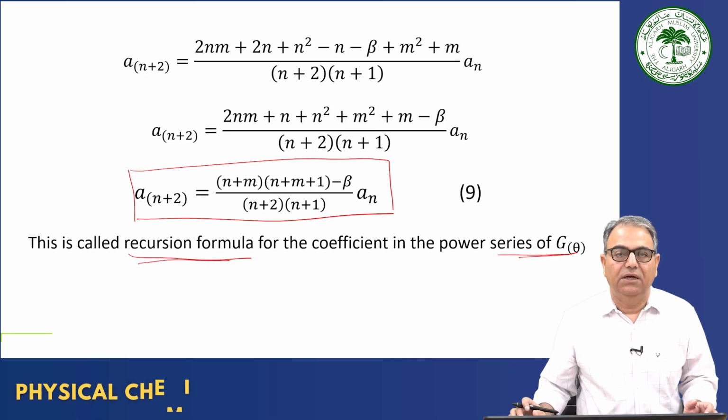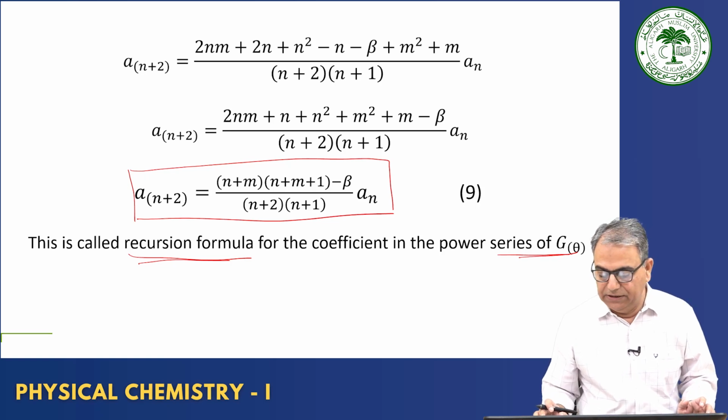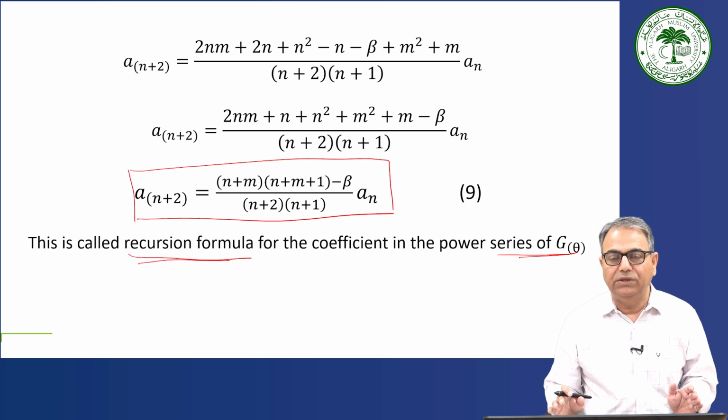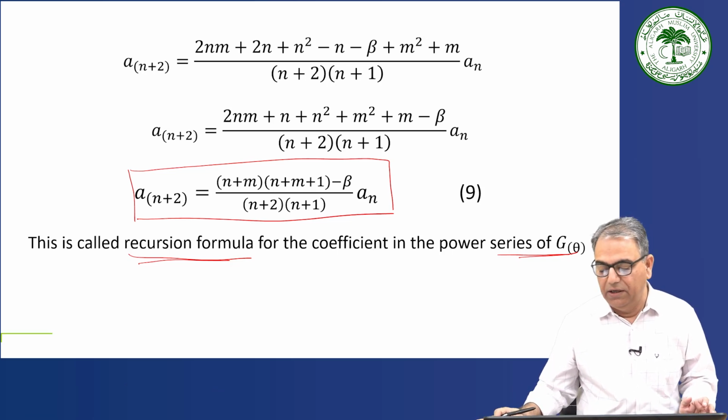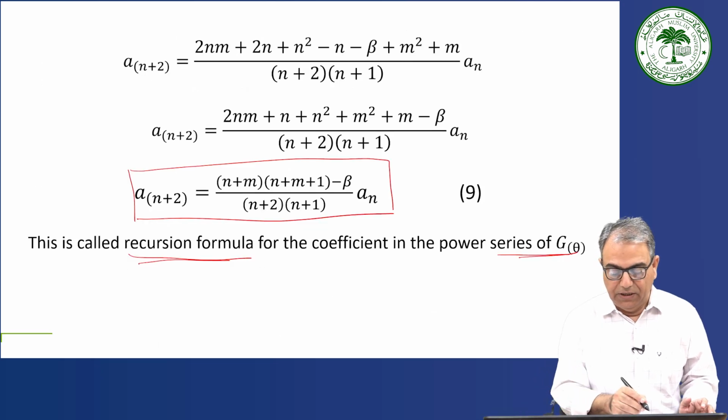In the previous module, I talked about the solution of theta equations, and from that solution, we derived the recursion formula for the power series g theta, and I stopped there. So in this module we will use that recursion formula. If you remember, the recursion formula is a n plus 2 equals n plus m plus 1 and n plus m plus 2 n plus 1 minus beta times a n.